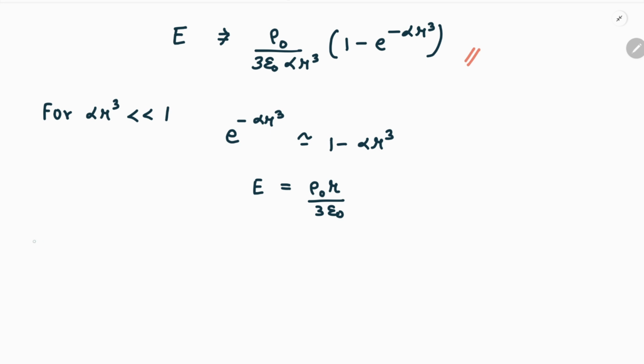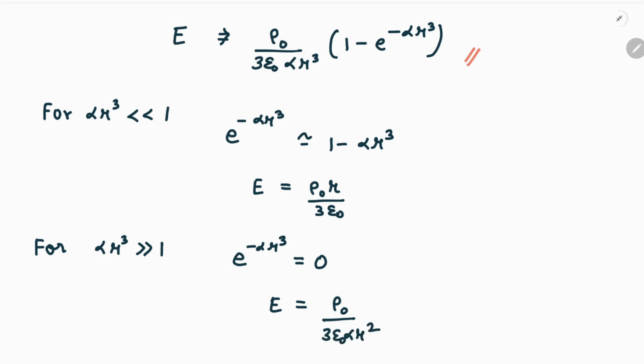Now in the second part, if we approximate the expression for alpha r cube greater than 1, e to the power minus alpha r cube will become equal to 0, and then we will be left with the expression of electric field strength as rho naught upon 3 epsilon naught alpha r square. So these are the two important deductions that we obtain on approximating these values to be less than 1 and greater than 1. And this is how we solve this problem 3.27.